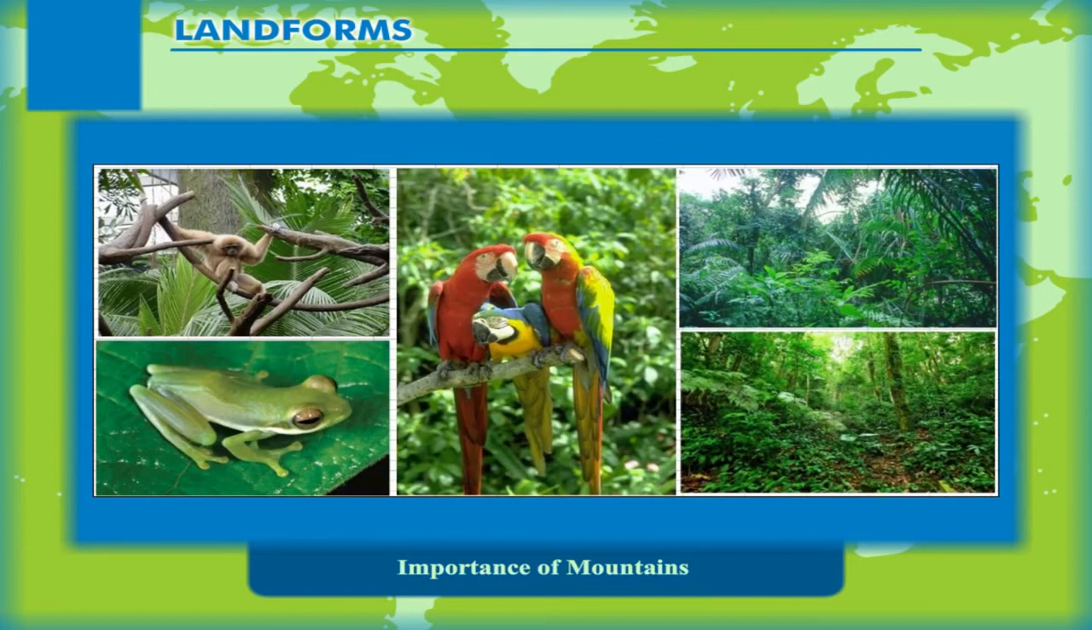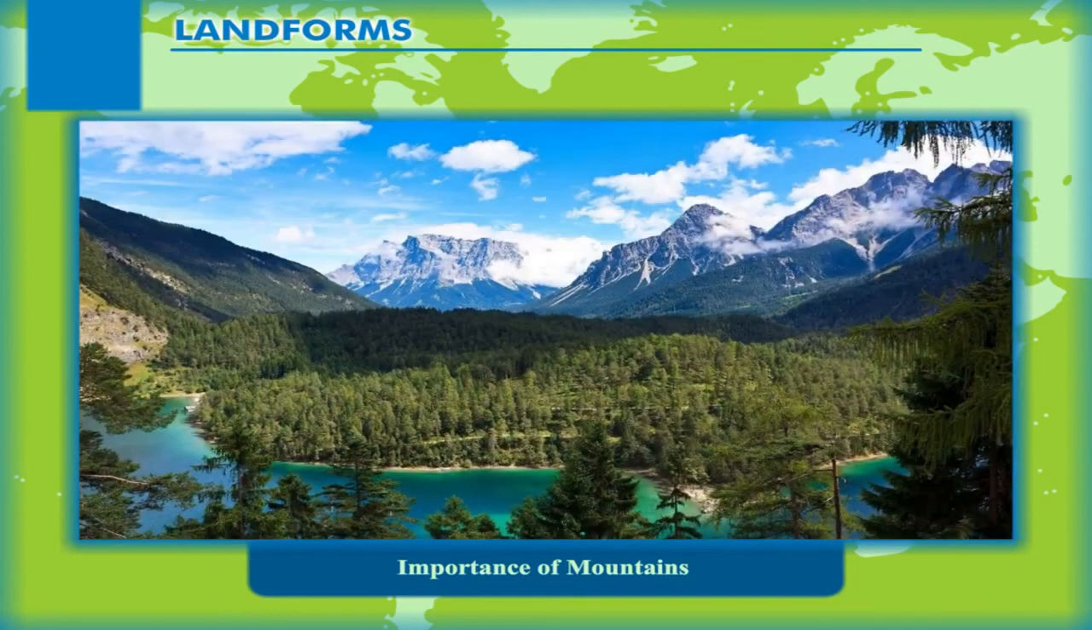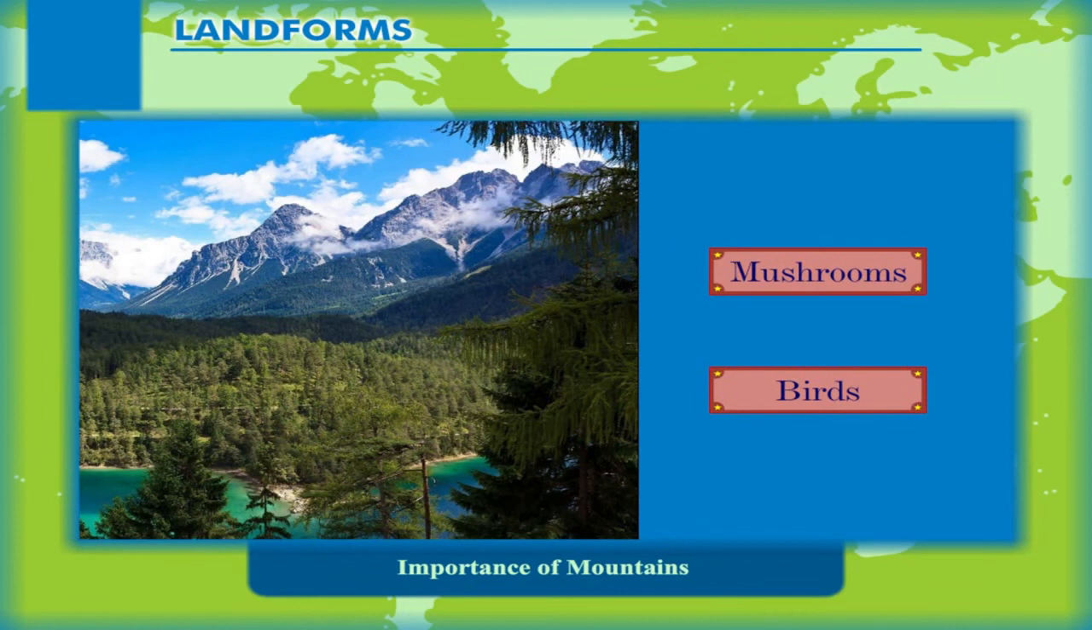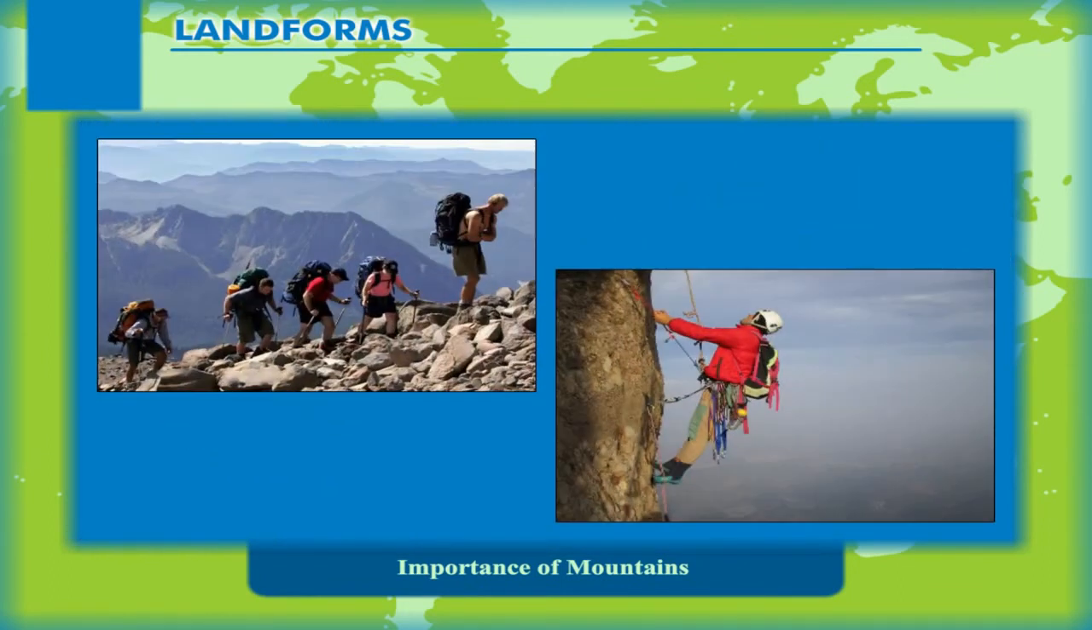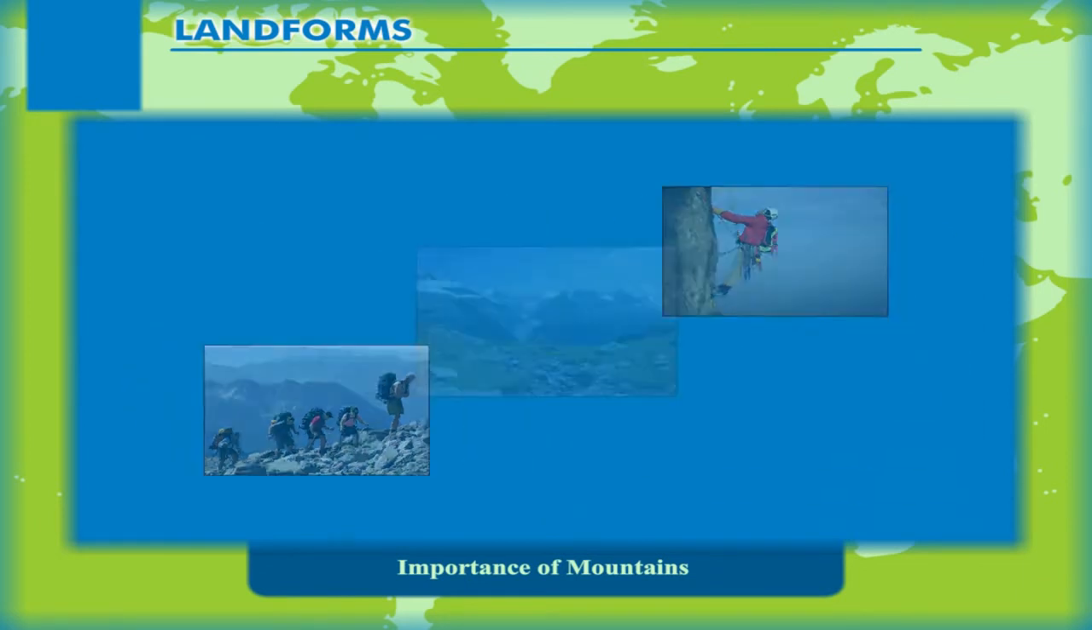Mountains are centers of biodiversity because they have plant, crop, and animal diversity. Mountains are also the source of wild foods such as mushrooms, birds, and game. Mountains also provide ground for recreation, sporting, and tourism activities.